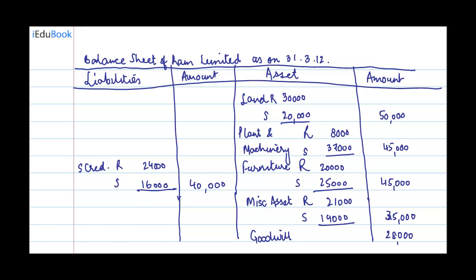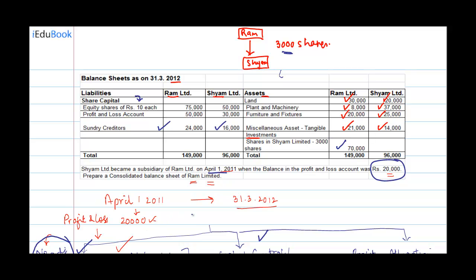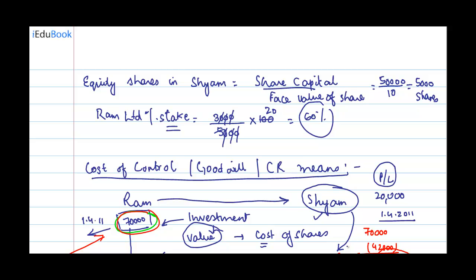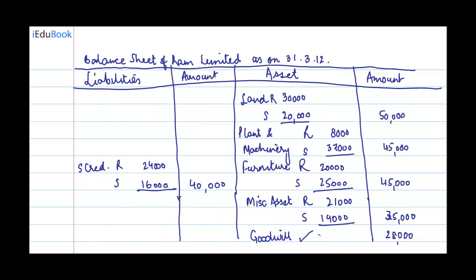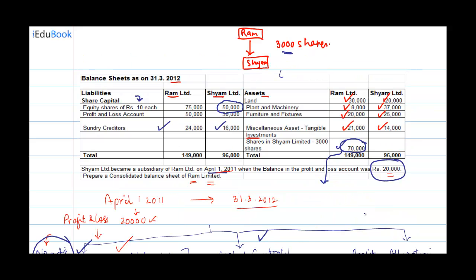Now you must be wondering, what is the idea of computing this goodwill and all these things? The idea is that in a consolidated balance sheet which you are preparing for Ram Limited, you can't have same items. So what we do is that this investment is basically broken up, and the value of the investment is correspondingly cancelled out with the share capital. So let's say we've got the value of goodwill.